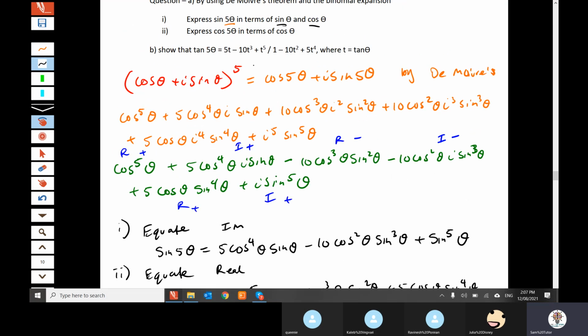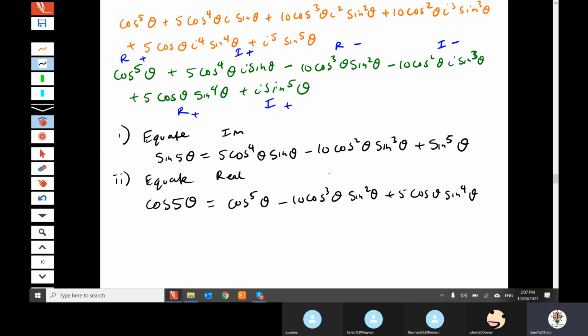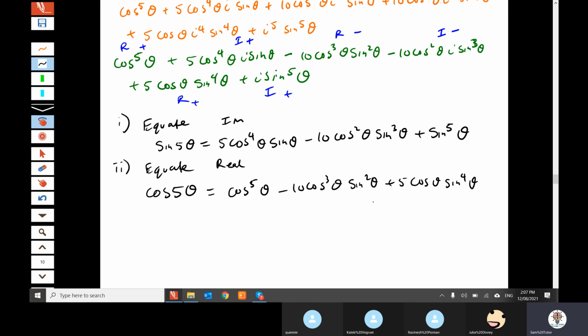And then this time I didn't say to leave it in terms of both sine and cos. I said just cos. So if it's just cos, what are you going to do to all the sines? You're going to replace them. 4, 1 minus cos squared, 1 minus cos squared, squared, right? Because remember that's sine squared, squared. Expand and simplify it.